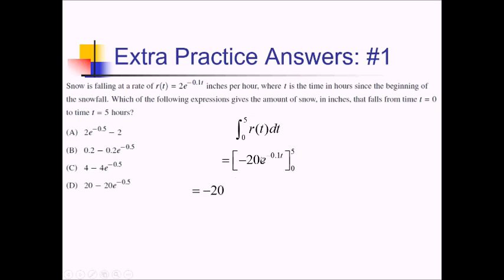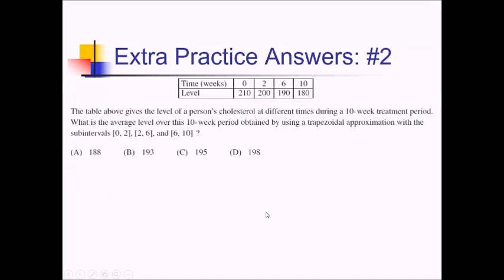And inside, I'm just going to have e to the negative 0.1 times 5 minus e to the negative 0.1 times 0. If I simplify this a little bit, inside I'm going to have e to the negative 0.5 minus, well, this is all just e to the 0, so minus 1. And it looks like I'm going to have to distribute that negative 20 after all to get one of my answer choices. So if I do that, I'm going to have negative 20 e to the negative 0.5 plus 20. Or I could write it as 20 minus 20 e to the negative 0.5, which would match answer choice D.